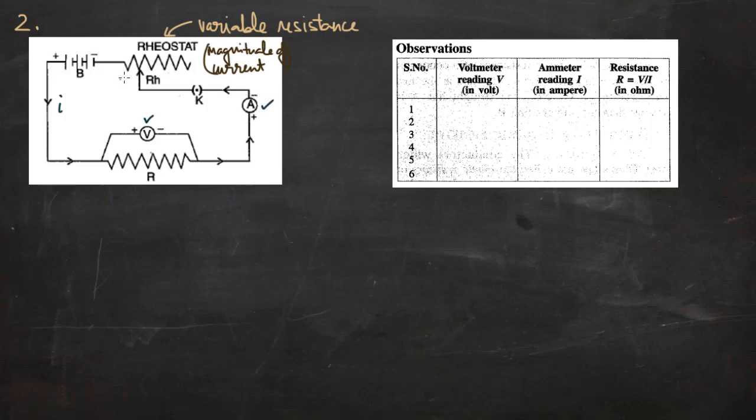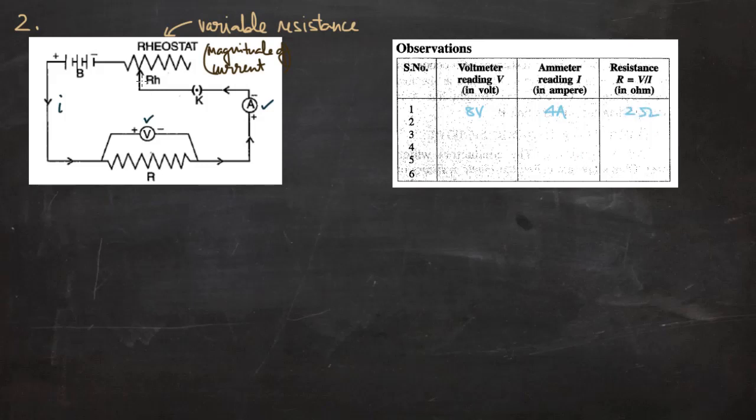So how do we start off this experiment? We start by sliding the jockey in such a way that we have the least reading in our ammeter. Of course, these numbers that I'm taking are just random numbers. Let's say the rheostat slider is at its least position, giving the least value of current. Let's say the current in my ammeter is about 4 ampere and the voltmeter reading shows 8 volt. If I take the ratio of 8 by 4, I get a resistance of 2 ohm.